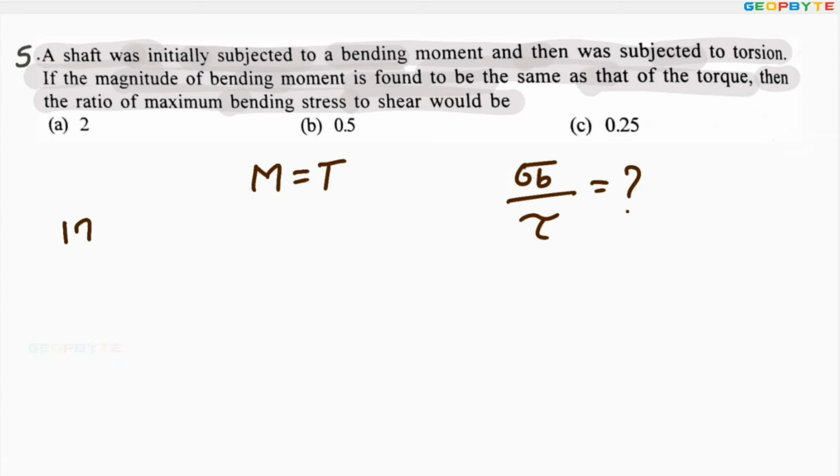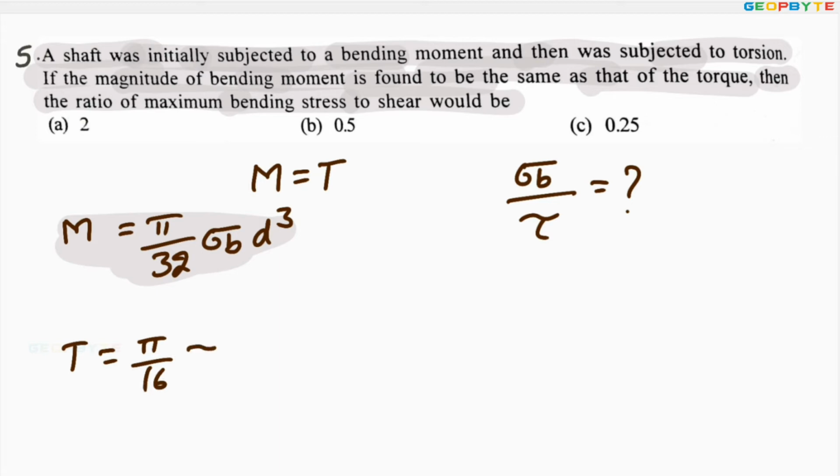Bending moment M equal to pi by 32 into sigma b into d cube. This is the relation between the bending moment and bending stress. Similarly, the relation between the torque and shear stress is T equal to pi by 16 into tau into d cube. This is the relation between the torque and shear stress.